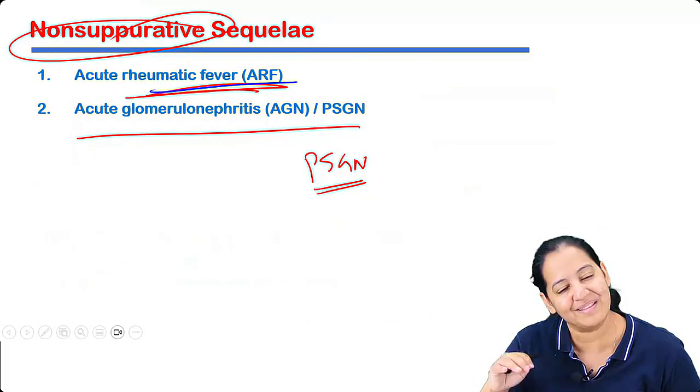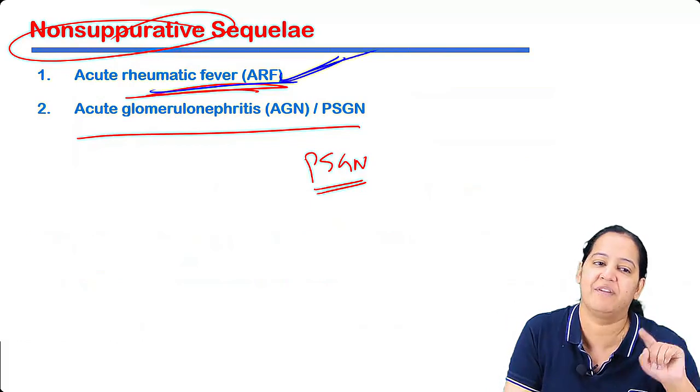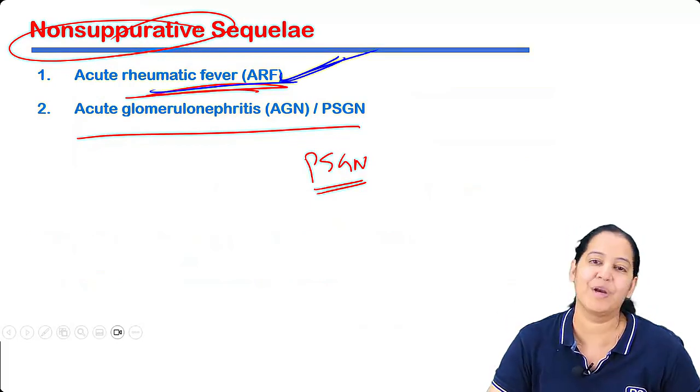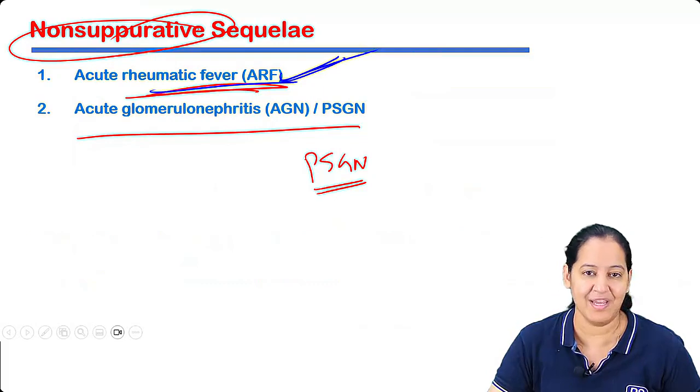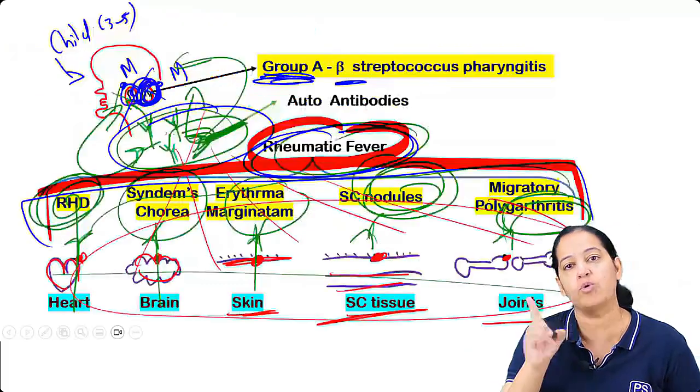It is caused by the antibodies against the bacteria. Bacteria is a trigger. The disease is known as acute rheumatic fever. Say yes. It is a non-suppurative complication. Say yes. Understood? Got my point? The same way, the next is PSGN. One more non-suppurative complication.